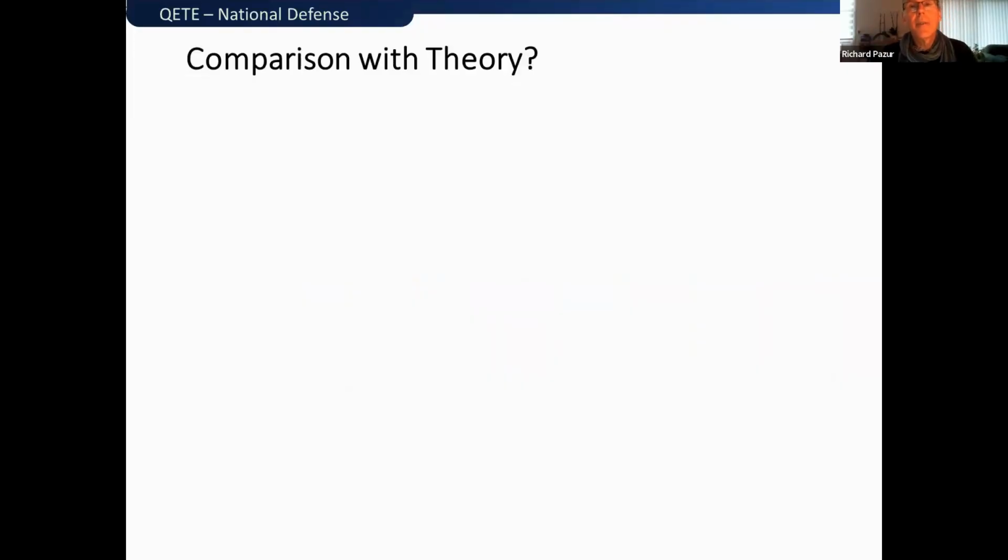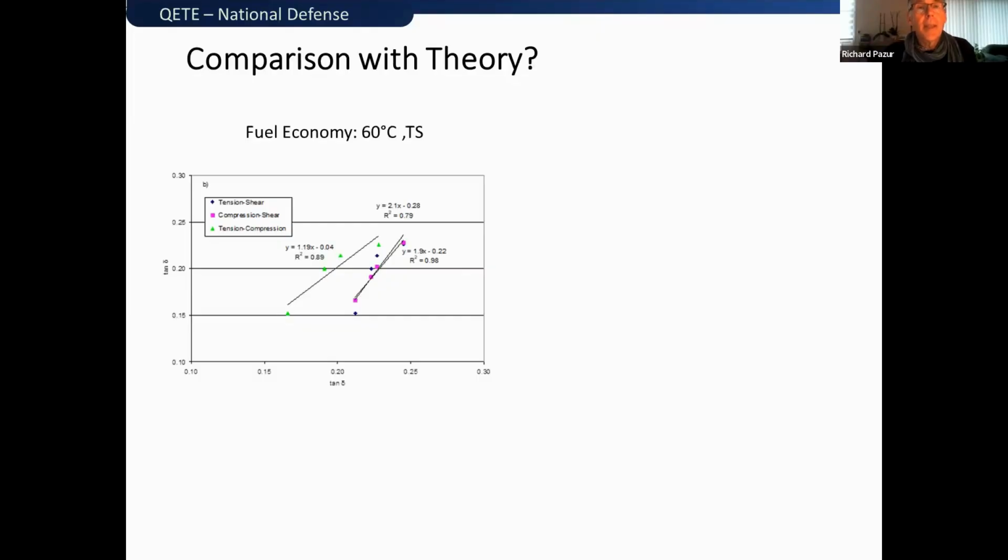Now let's get back to theory, compare with theory. I just picked out some of the graphs from the paper, fuel economy, that's 60 degrees in a temperature sweep. So when we look at, for example, tension and compression, so we measure tan delta by tension or by compression, we got 4 data points. All right, so we're putting in the straight lines, 4 data points. I know there's going to be a little bit of error with this. But when we find the slope here, it should be 1-to-1, right? Between tension and compression, 1-to-1. It's about 1.2, so there's some deviation there.